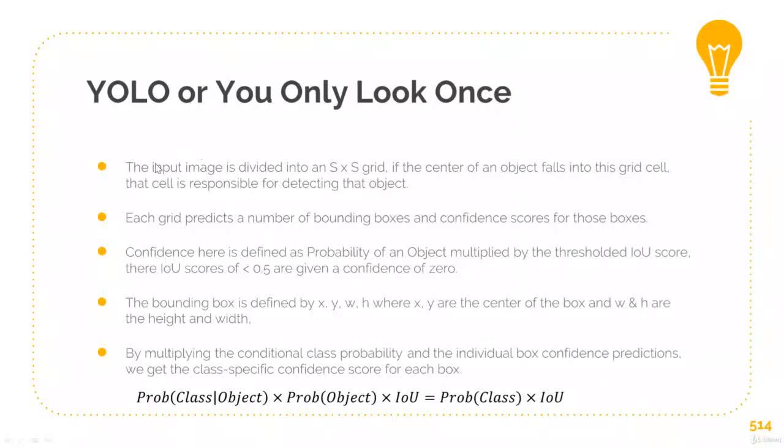So more about YOLO. Let me tell you how it works. The input image is divided into an S by S grid. If the center of an object falls into a grid cell, that cell is responsible for detecting that object. Now, each grid cell predicts a number of bounding boxes and confidence scores for those boxes. Confidence here is defined as the probability of an object multiplied by the IOU score, and IOU scores of 0.5 or less are given 0 confidence.